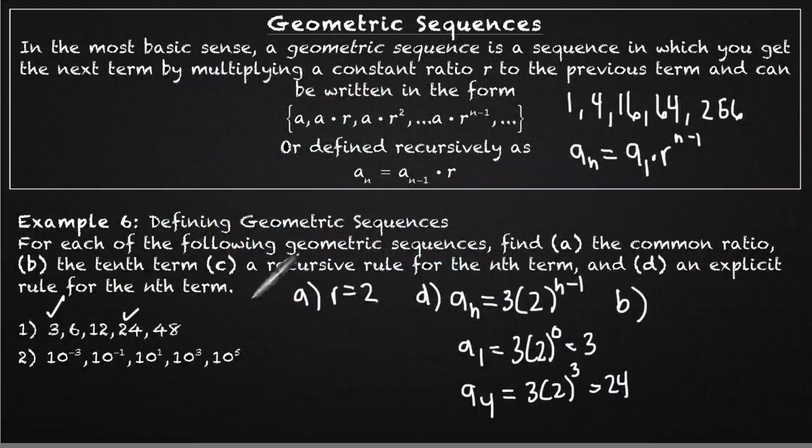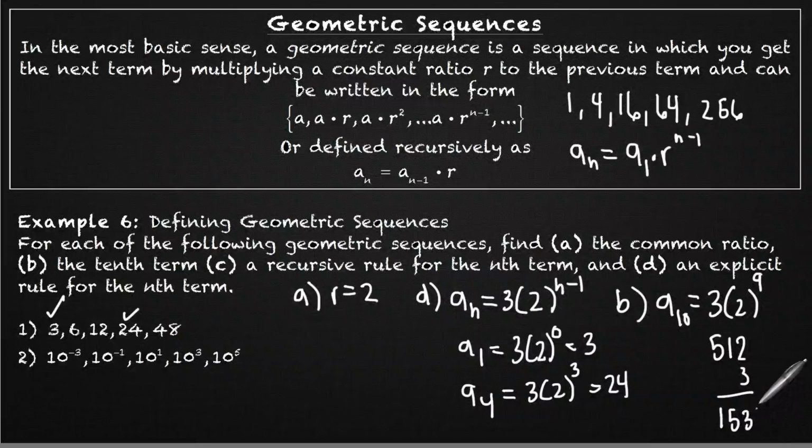And it says we need to find the 10th term. So we can do that. A sub 10 is simply going to be 3 times 2 to the 10 minus 1, 2 to the 9th. And let's see what that would be. 2 to the 5th is 32. To the 6th is 64. To the 7th is 128. To the 8th is 256. So 512 would be 2 to the 9th, times 3. So whatever 512 times 3 is, that's going to be 1536. And that is the 10th term.